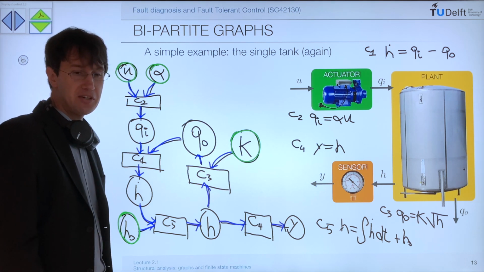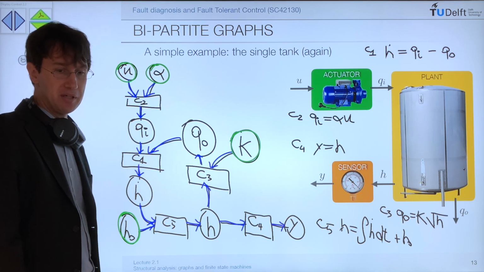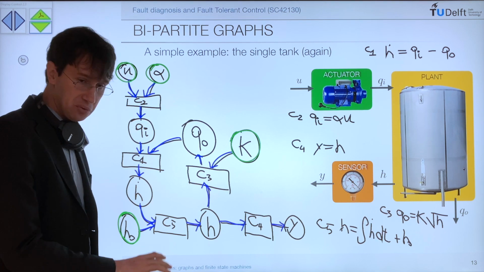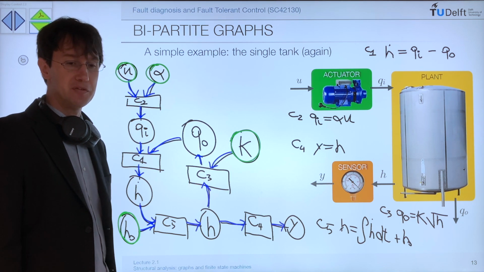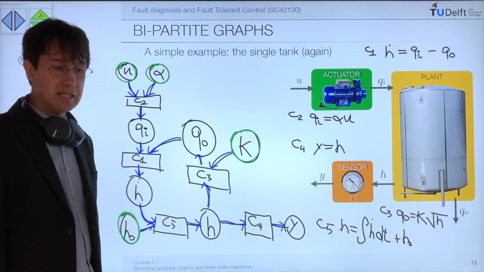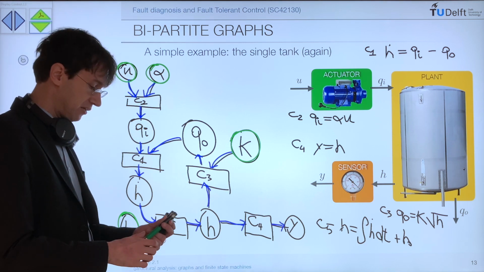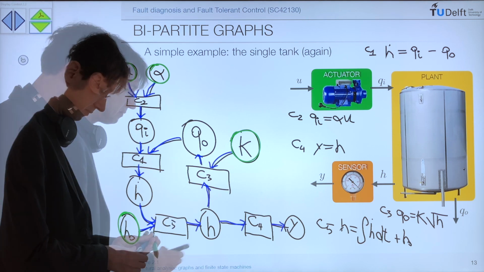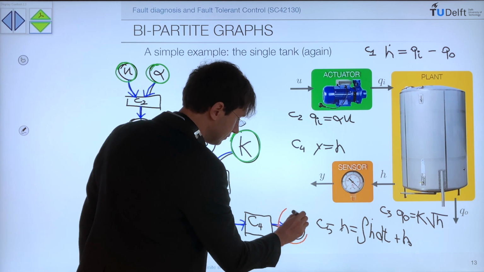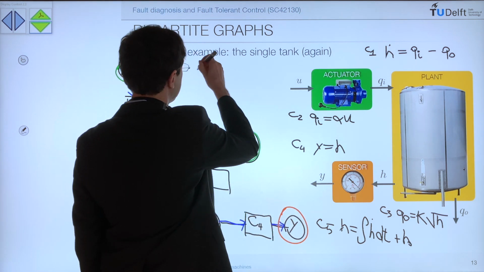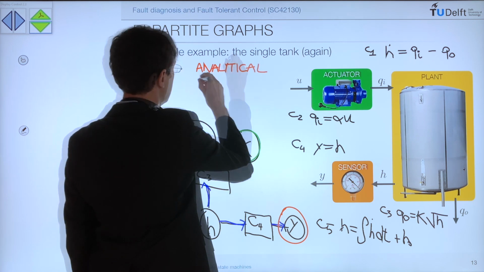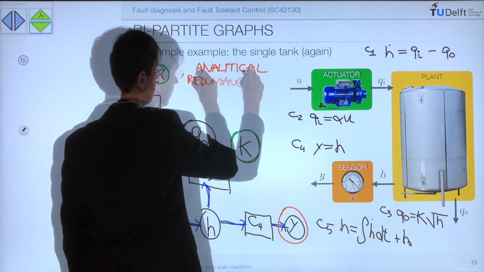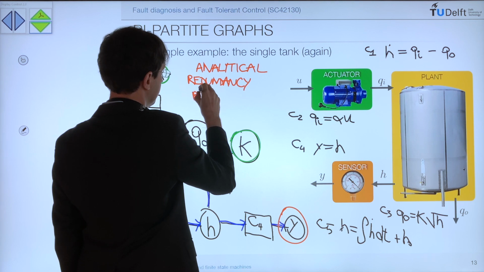And this is the entire reason why we are talking about bipartite graphs, because they are a tool to show that we have one of the things we mentioned in one of the previous lectures. We have an analytical redundancy relation here. Let's write again this analytical redundancy relation.